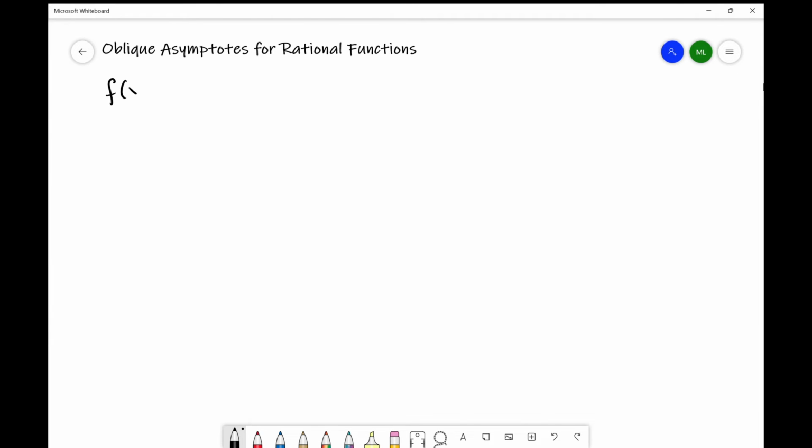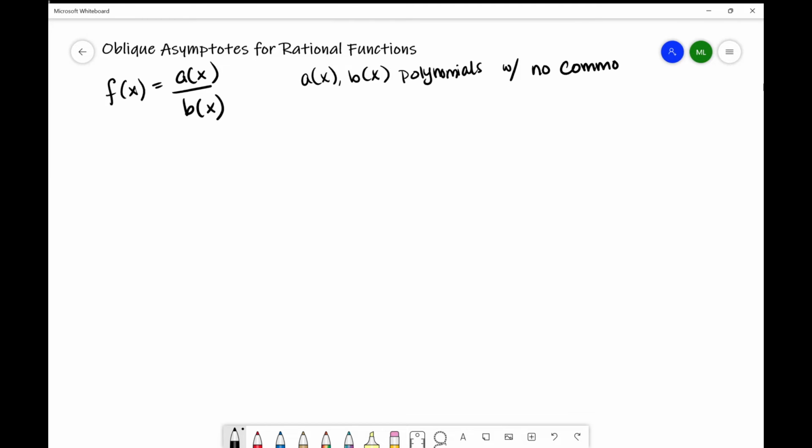So if you have f of x equal to a of x over b of x, where a of x and b of x are both polynomials. Let's also write our conditions. These are both polynomials, but with no common factors. This is also very important, meaning that you can't cancel anything out from the top and bottom. And b of x does not equal 0, so we can't have our denominator equal to 0.